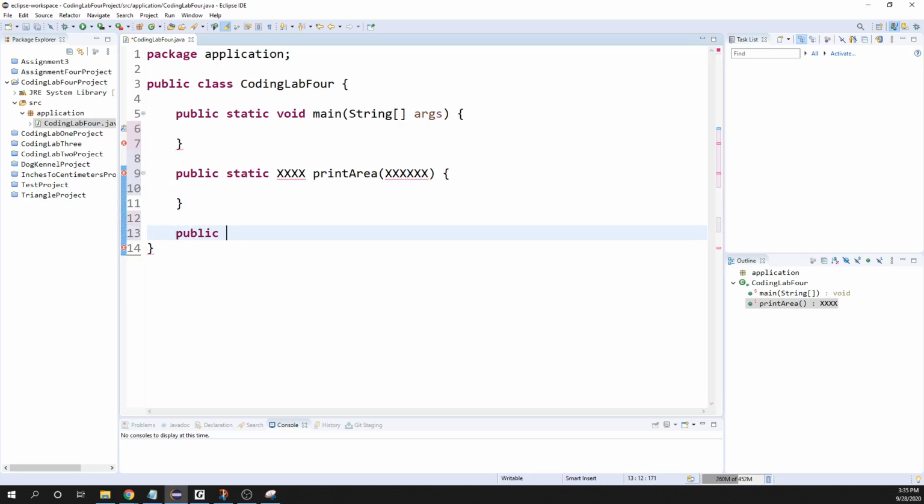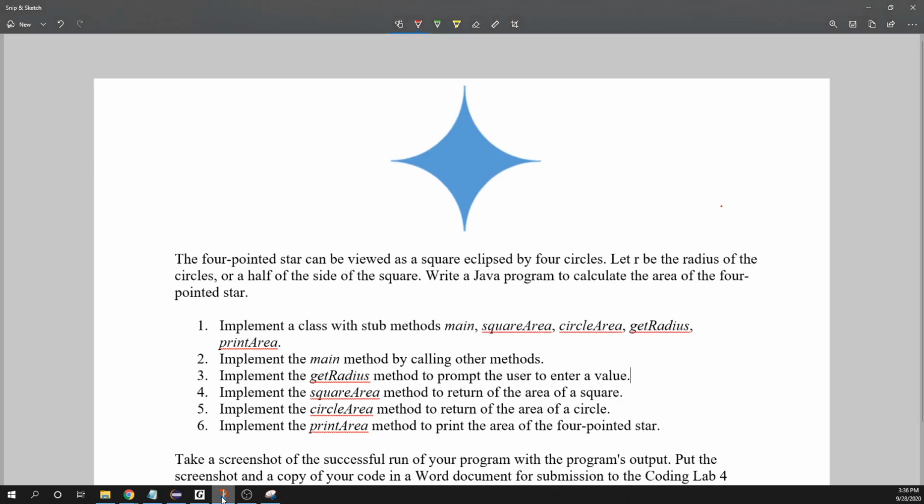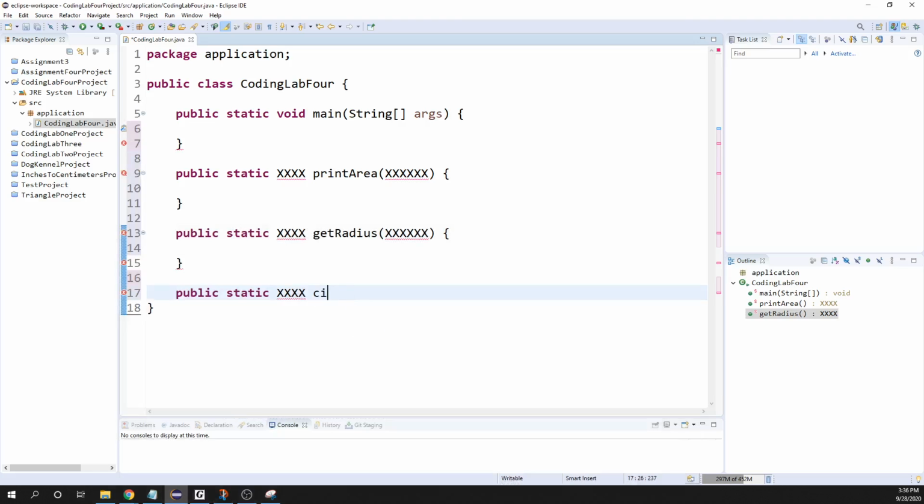One called print area, one called get radius, and where I have those X's, you're going to have to decide what goes there. And then I think, what are the other ones called? Circle area and square area.